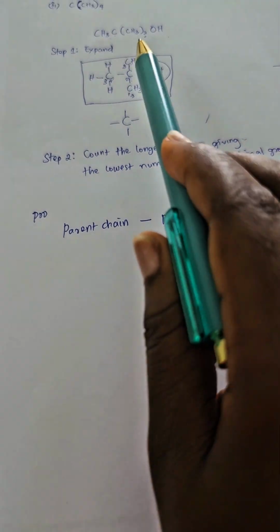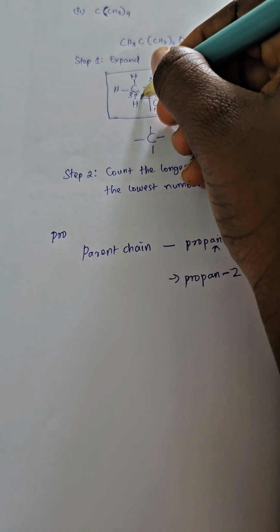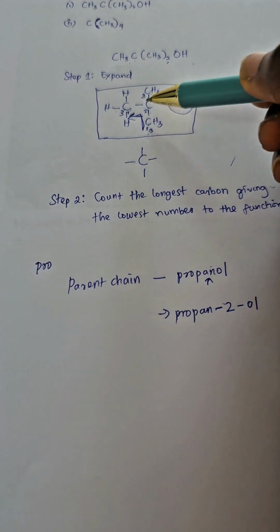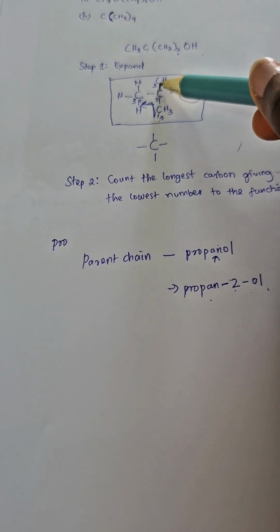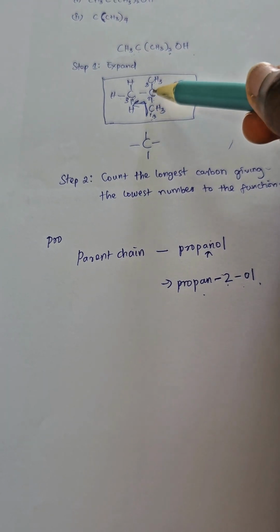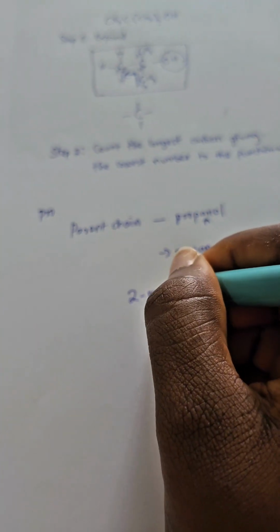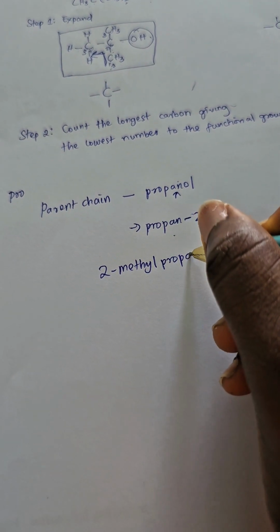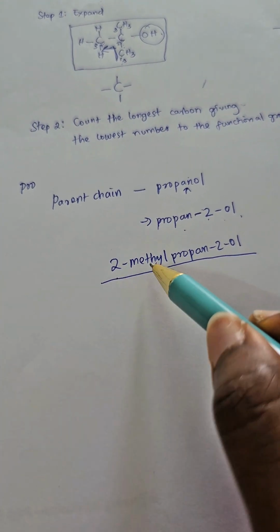Now that we have the parent chain, and if we decide to stick with this direction, 1, 2, 3, we also have the CH3, which is the methyl group, on the 2nd carbon as well. So we have this CH3 on the 2nd carbon, which then tells us that it is 2-methyl. And then we put the parent name, which is propan-2-ol. So this is the IUPAC name of this compound: 2-methylpropan-2-ol.